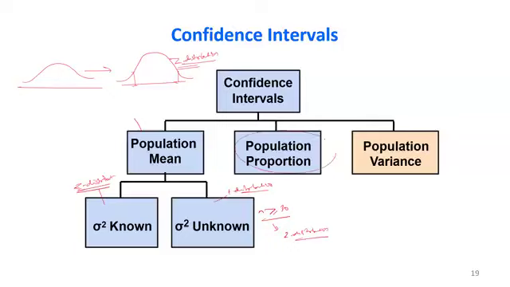And for population proportion, we do not have any such thing to worry about. Here we go with the Z distribution only. We don't go with the T distribution. And here we check the condition, n times p times (1 minus p), whether it is greater than 5 or not. If it is greater than 5, then only can we calculate the confidence interval. Otherwise, we cannot calculate the confidence interval. I hope this is clear.